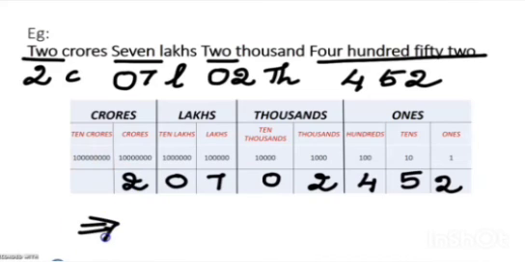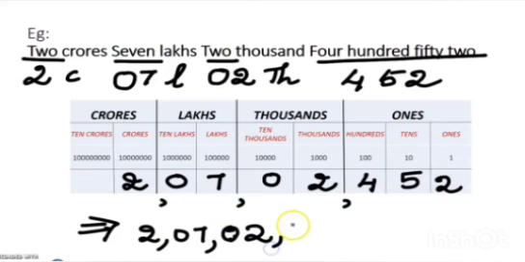Write this number using commas starting from the ones period. First separate the ones period, put a comma. Then separating the thousands period, put a comma. Then separating lakhs, put a comma. So this can be written as 2,07,02,452. I hope you have understood this. Thank you.